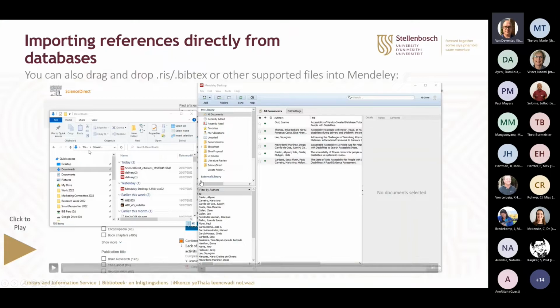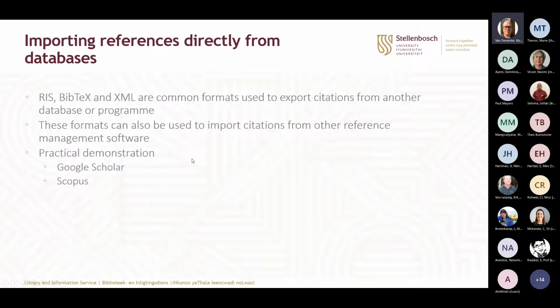Okay, so skipping that, we've watched this video. In general, RIS, BibTeX, and XML are common formats that we find for exporting citations from another database or program. We generally advise that wherever possible, use the RIS format preferably. And these formats can also be used to import citations from other reference management software.